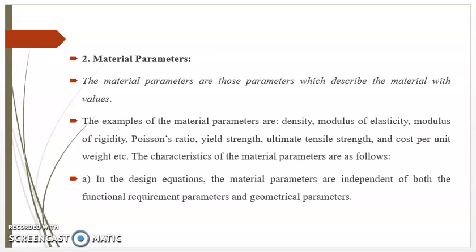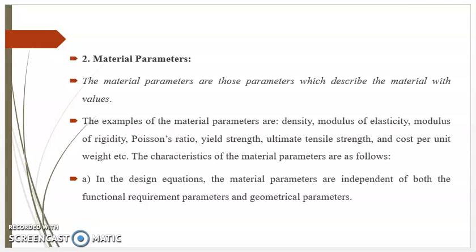Now we will see material parameters. The material parameters are those which describe the material with values. The examples of the material parameters are density, modulus of elasticity, modulus of rigidity, Poisson's ratio, yield strength, ultimate tensile strength, and cost per unit weight, etc. The characteristics of the material parameters are as follows.